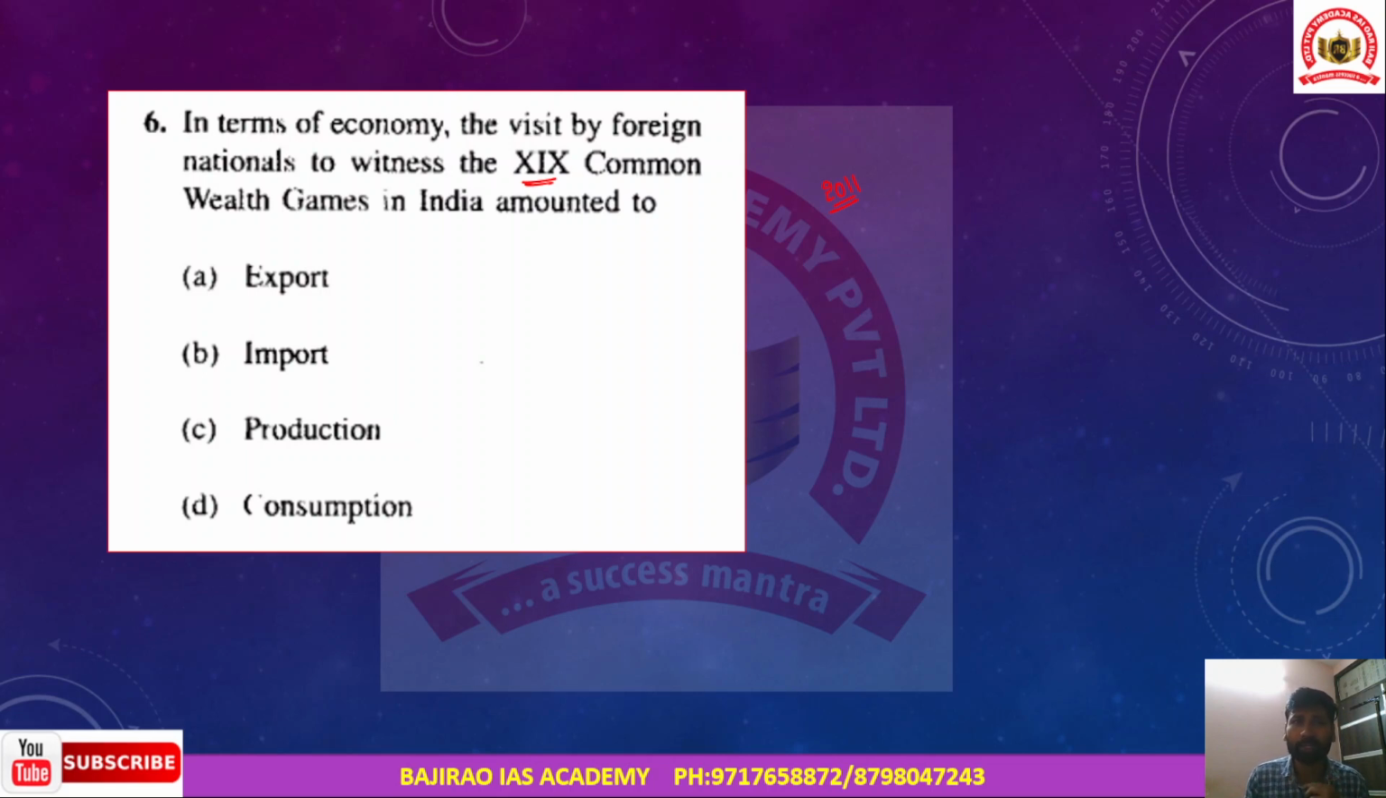This is the question: in terms of economy, the visit by foreign nationals to witness the 19th Commonwealth Games in India is amounted to which of the following? A, export; B, import; C, production; D, consumption? This question was asked by UPSC in the year 2011. Please try to answer this question in the comment section. The correct answer I will give in tomorrow's class.